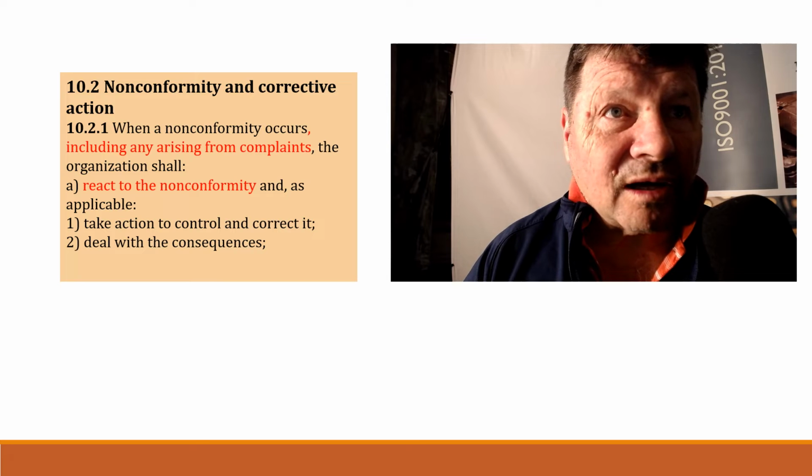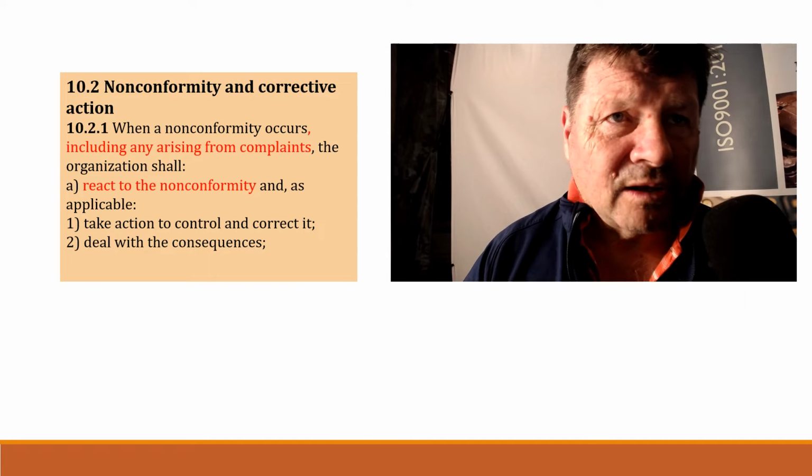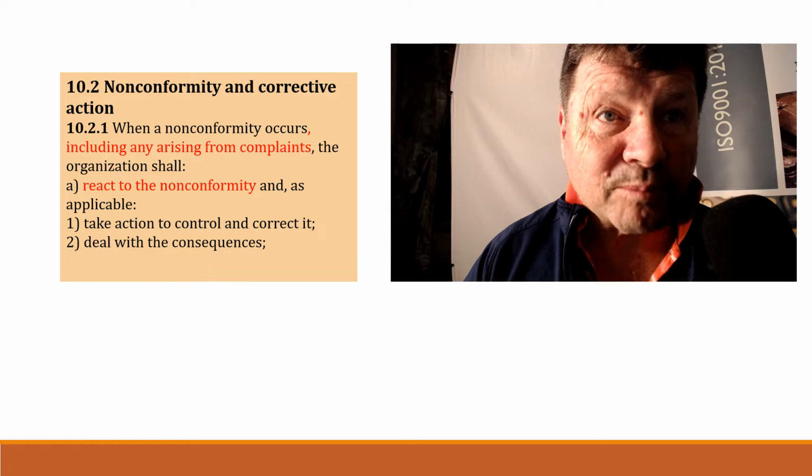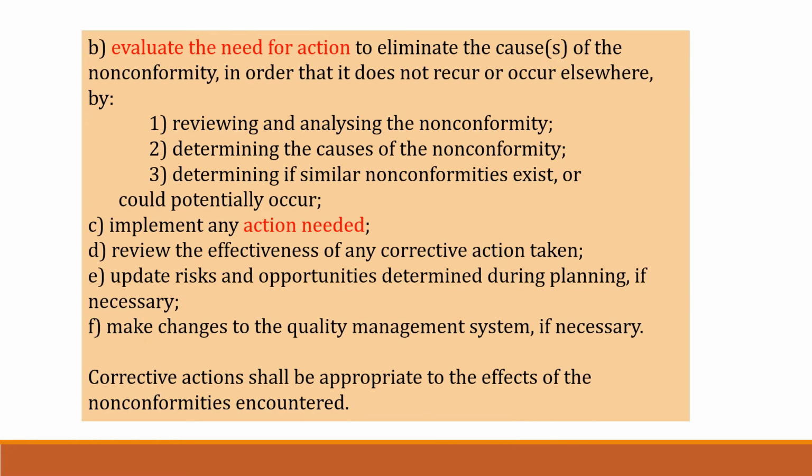Now we're going to talk about nonconformity and corrective action. When a nonconformity occurs, including any arising from complaints, the organization shall react to it and, as applicable, take action to control it or deal with the consequences. So there's some more to this. You're required to evaluate the need for action to eliminate the causes of the nonconformity and to implement any action needed. So what if you decide you don't need any action? Well, you have to openly state that somewhere in your system. We've reviewed and analyzed this thing, determined the causes, decided we don't need to implement any action, and the auditor will leave you alone. If you just skip all that and don't document it, the auditor won't leave you alone.